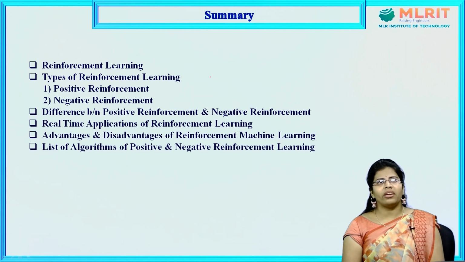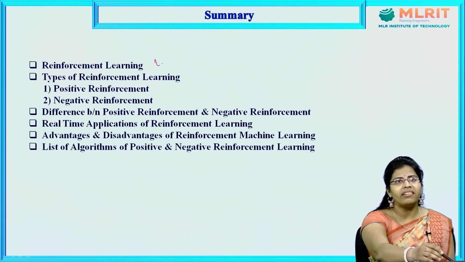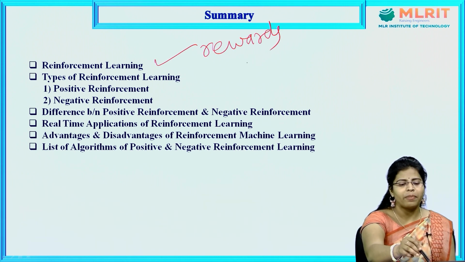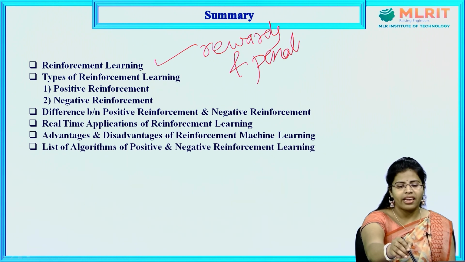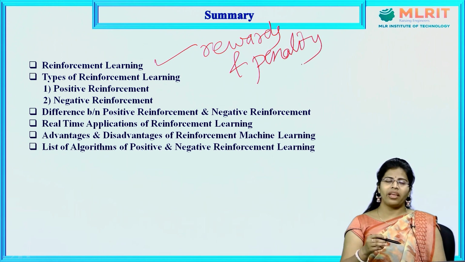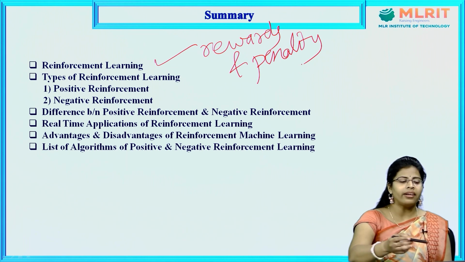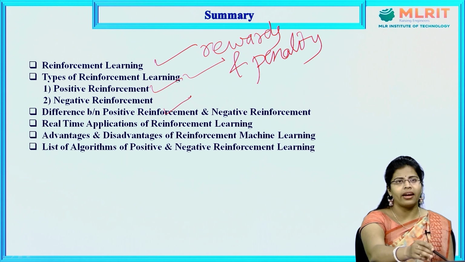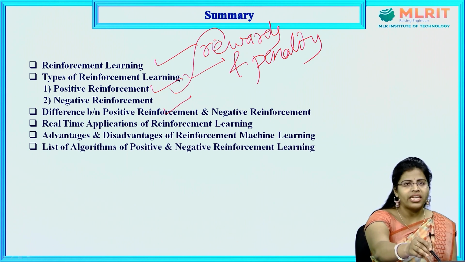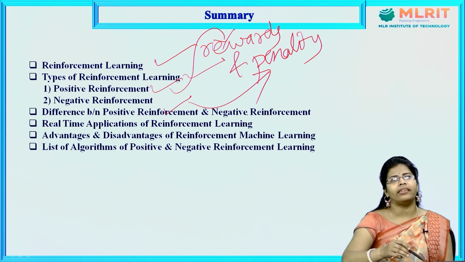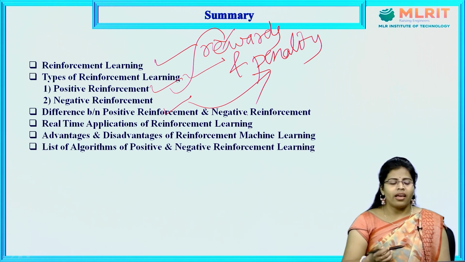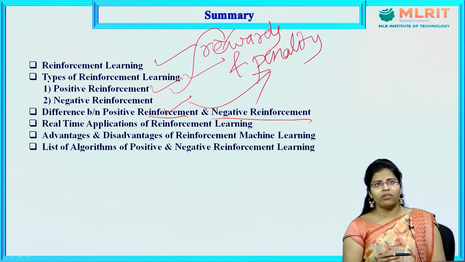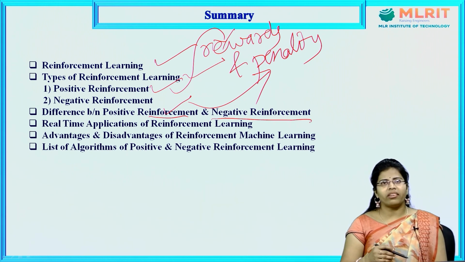The summary of today's session is we have discussed what reinforcement learning is, that it works in the form of rewards and penalties. That means for each correct action we are going to give rewards, and for each wrong action we are going to give a penalty. And types of reinforcement learning, that is positive reinforcement and negative reinforcement. So for positive, rewards; for negative, penalty. That's how the two types. And the difference between positive reinforcement and negative reinforcement is that positive means rewards, negative means penalty.